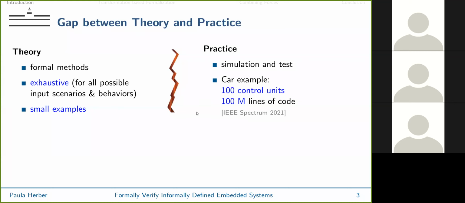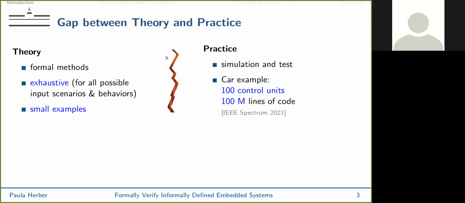And the answer to this question is yes, this is really hard because there is a significant gap between what is possible in theory and what actually happens in practice. So in theory, we have these very nice formal methods many of you are developing, and with those we can exhaustively check the safety of a system for all possible input scenarios and all possible behaviors. However, those are typically only applied to small examples or on high levels of abstraction. And in practice, we have in a single car already 100 control units with 100 million lines of code running on them. And there the quality assurance techniques of choice are still simulation and testing.